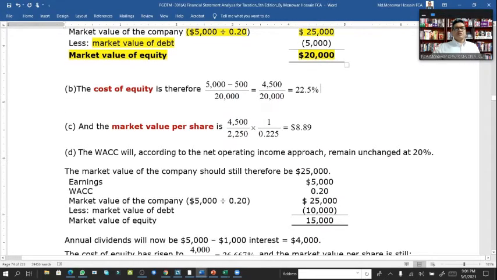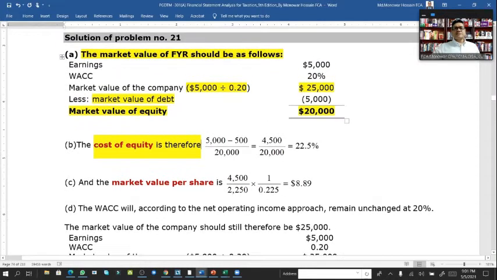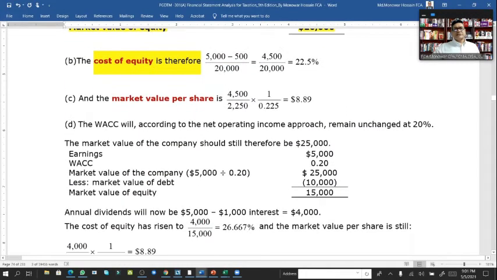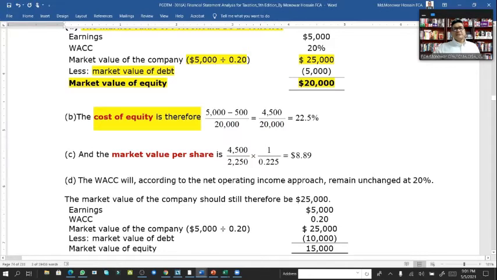So, for the cost of equity, 5,000 is the earnings minus 500 interest. For what? This is 10% interest on 5,000 debt, so 500. If we subtract this 500 from the earnings, we get 4,500. And if we divide by 20,000, the market value of equity, and multiply by 100, we get 22.5%. So this 22.5% is the cost of equity.